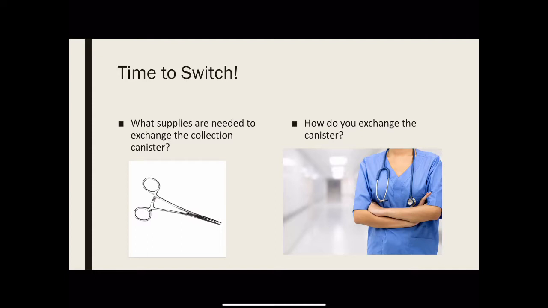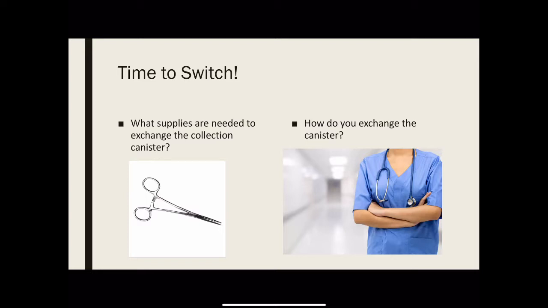And then we can move on to one of our last questions here, which is how do you exchange the canister? So answer to that would be set up the new canister prior to clamping and disconnecting the patient. So, make sure you get the water in there, make sure you have your suction tubing all connected correctly. Everything should be all set up and ready to go before you clamp or disconnect the patient. And so the next step then would be only momentarily clamp the chest tube close to the patient, disconnect the system from the chest tube, quickly reconnect a new system, and then unclamp the tube.